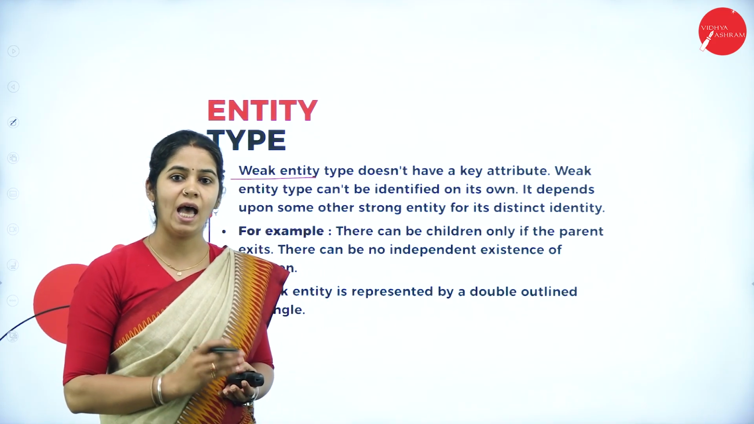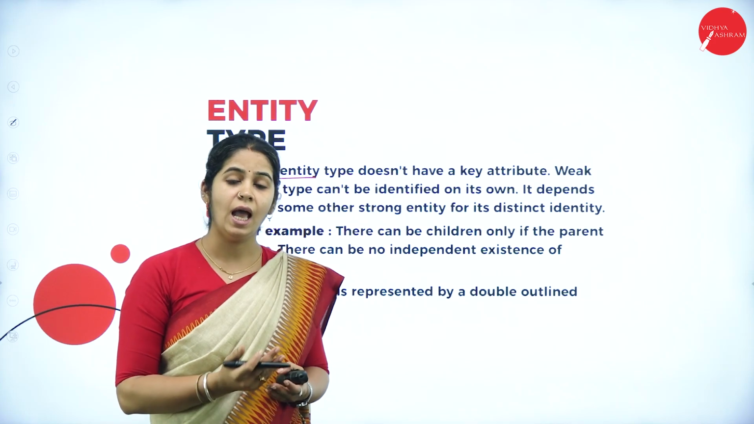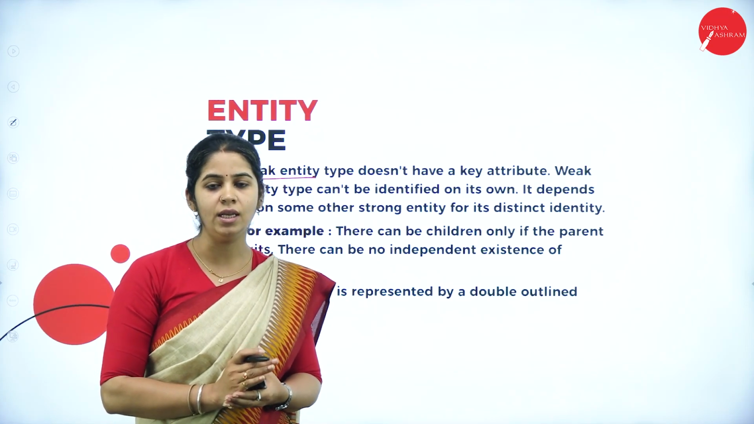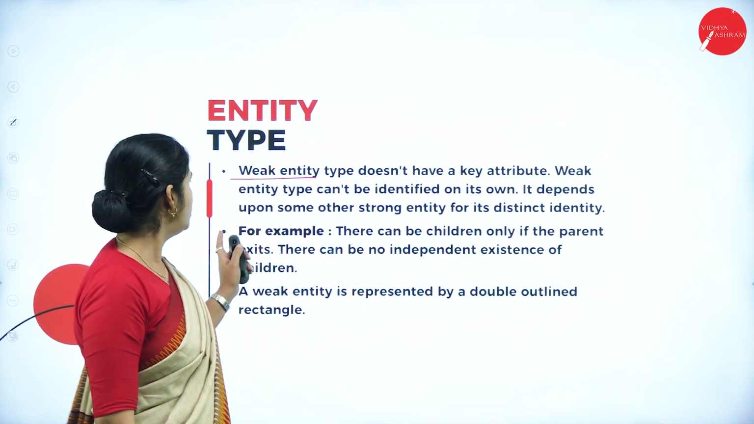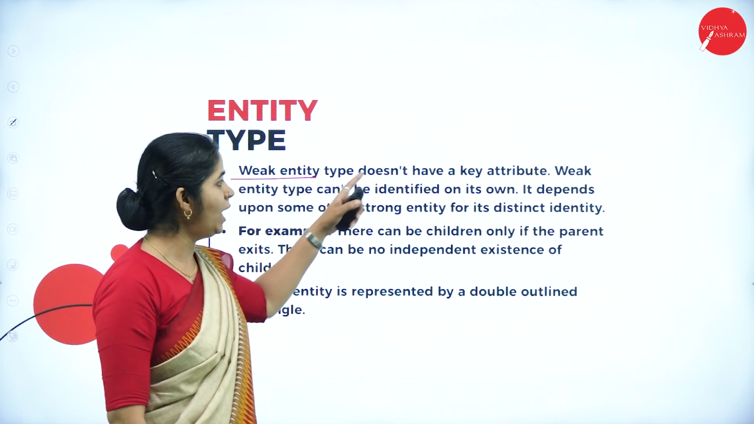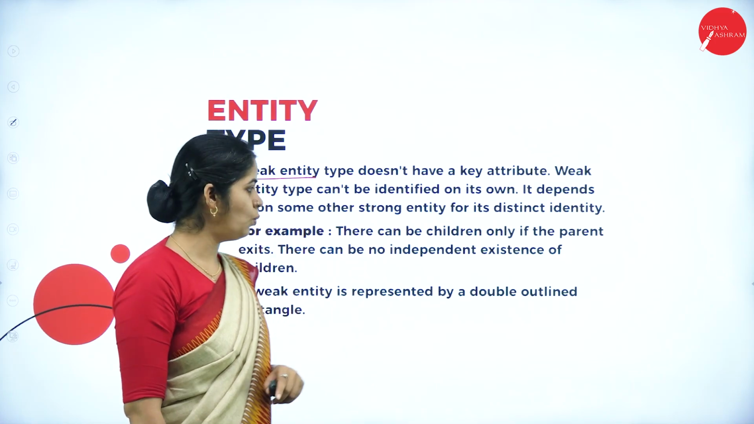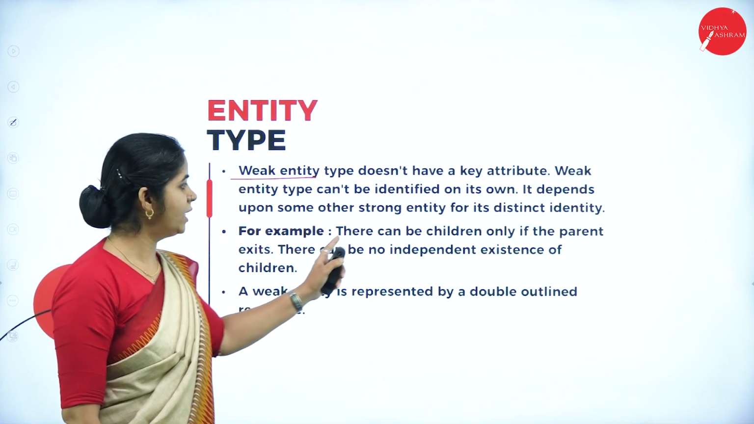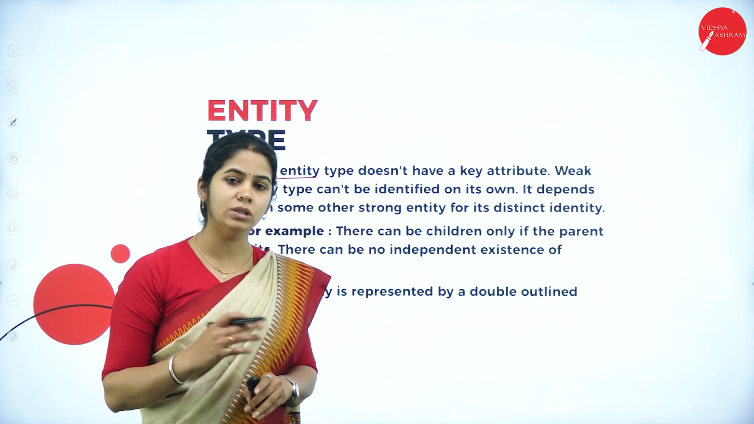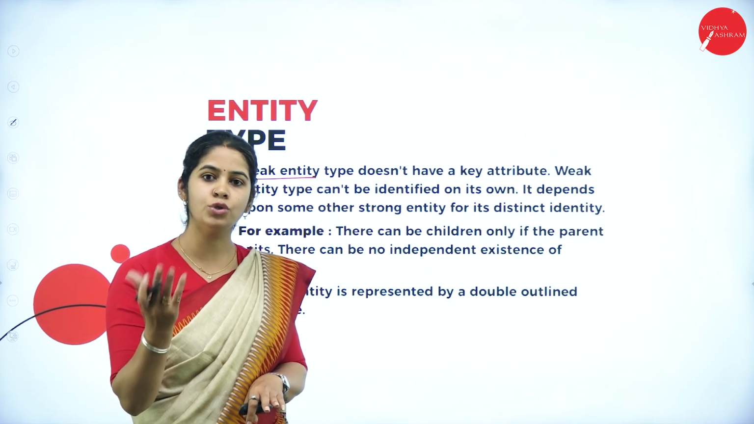A weak entity does not have its own unique key or key attribute. That is considered a weak entity, and this weak entity always depends on the strong entity to fetch any data from the database. The statement says that it does not have a key attribute. A weak entity type cannot be identified on its own. It depends on the strong entity to have a distinct value. For example, there can be children only if the parent exists. Children depend on whom? Children depend on parents. Here children is a weak entity and parent is a strong entity.